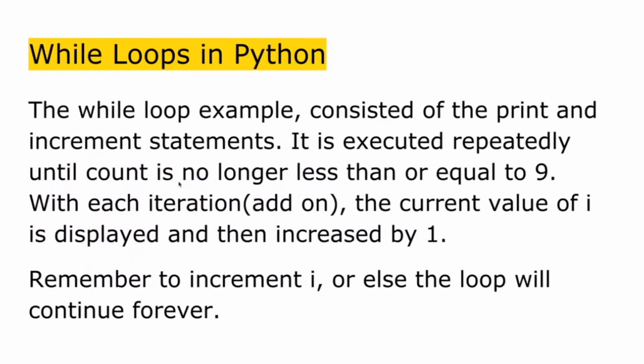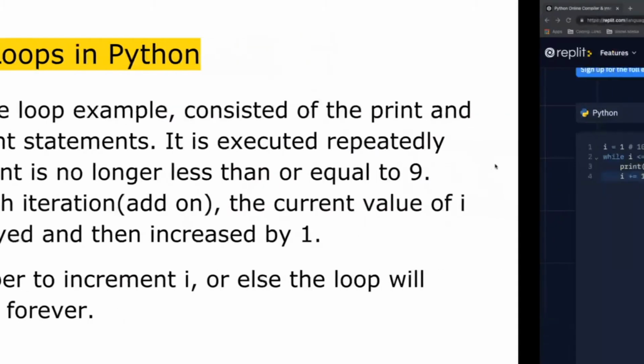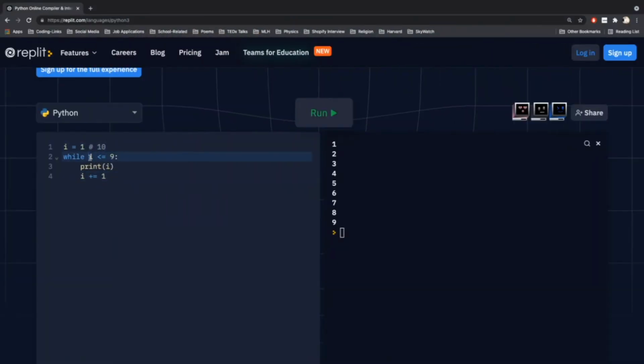So, a while loop example consists of the print and increment statements. It is executed repeatedly until count is no longer less than or equal to 9, right? If it was 10, it will keep looping until this condition is false.